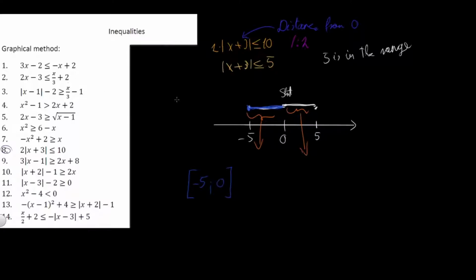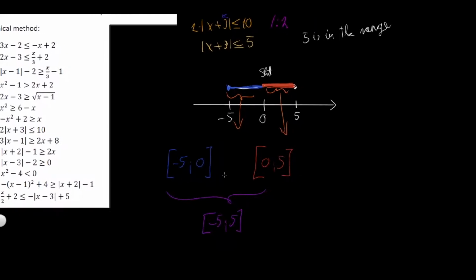Let's do the same with the other side, which is bolded with red, sorry. So it goes from 0 to 5. But we can combine these two together and say, well, it's basically the range from minus 5 to 5 exactly. So that is the solution of what? Of x plus 3.